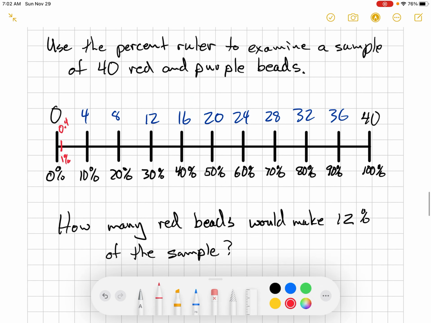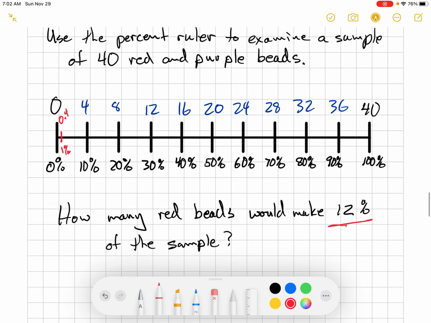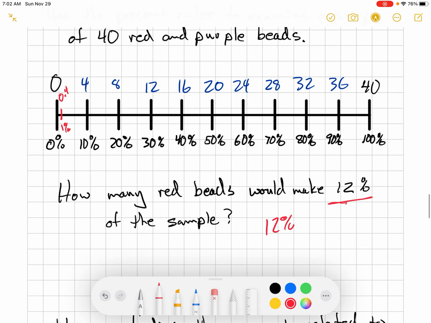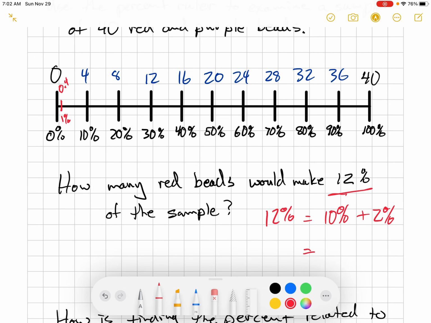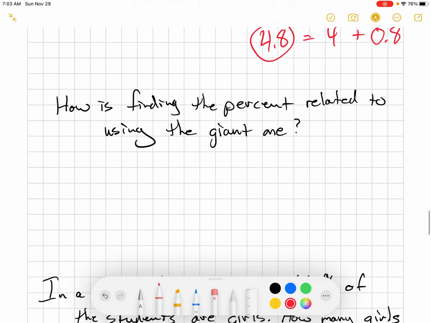And then as a quick note, I want to take it one step further. How many red beads would make 12%? Well, I have all the same numbers that we just had before, but let's think about 12%. 12% is 10%. Oh, we know 10% plus 2%, right? And from our information up above right here, 10% is 4. What is 2%? 2% is a 1% and a 1%, or 0.8, right? So 12% is 4.8 beads. All right, so that's way deeper than I really have to go today, but I thought it was an interesting thing for us to discuss. All right, let's go further.